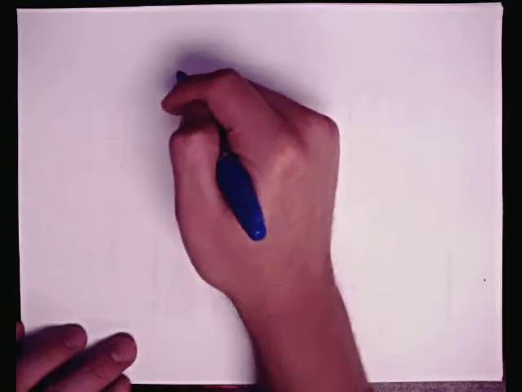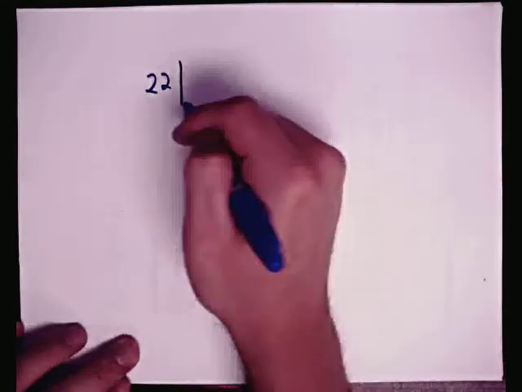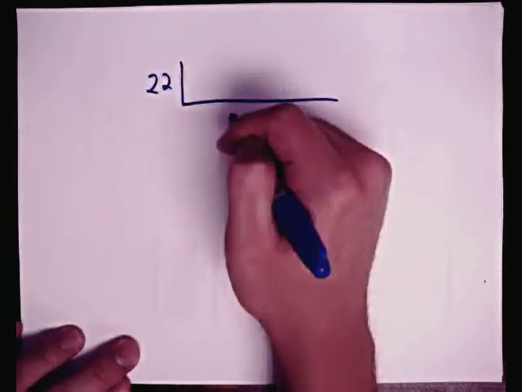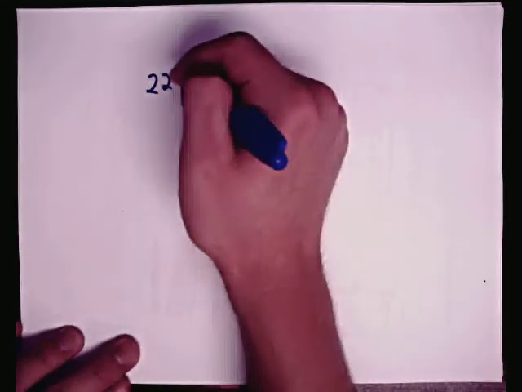So our problem in example 6 is that a wheelchair ramp will have a vertical rise of 22 inches along a 120-inch sidewalk. How long will the actual ramp be? Okay, so let's draw this out. We've got a vertical rise of 22 inches along a 120-inch sidewalk, and we want to figure out how long the ramp will be. That would be this part.